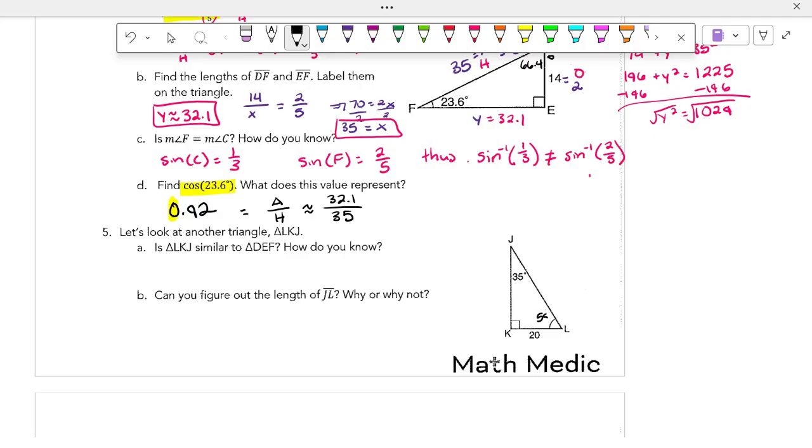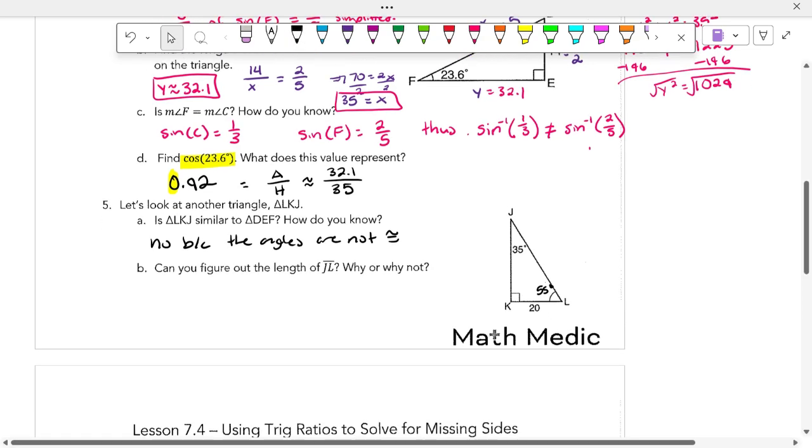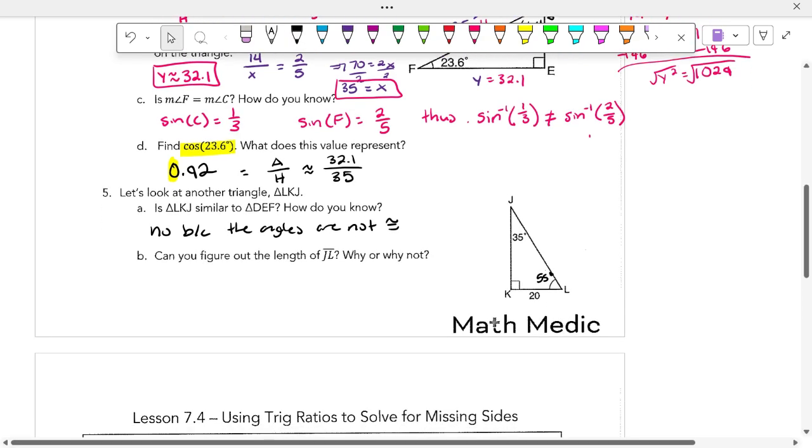55. So are they similar? Yes or no? No, because the angles are not congruent. So we can't use ratios, but we can still figure out JL. Why?